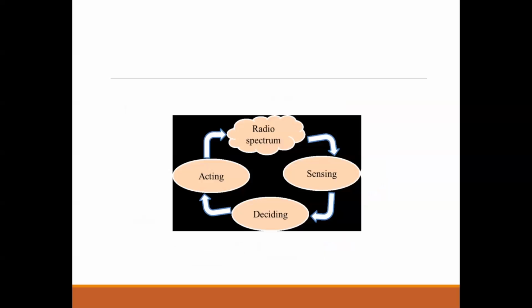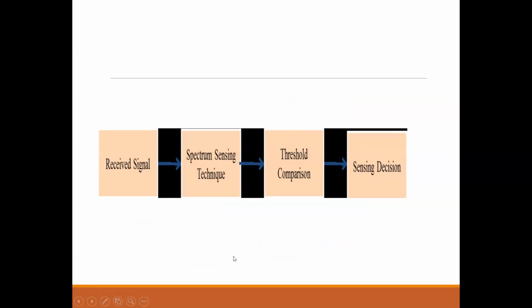Typically this involves a cycle of activities. You have the radio spectrum, you have to sense it, then decide whether you can communicate in that band or not, then act on the decision. This is a cycle of events, what we do in general. The flow diagram of what is happening in the receiver is: we have the received signal, you apply some spectrum sensing technique, and you compare with the threshold. The threshold tells you whether the band is occupied or not. In other words, whether you can communicate in the band or not. If the band is not occupied, you can go ahead and use it.